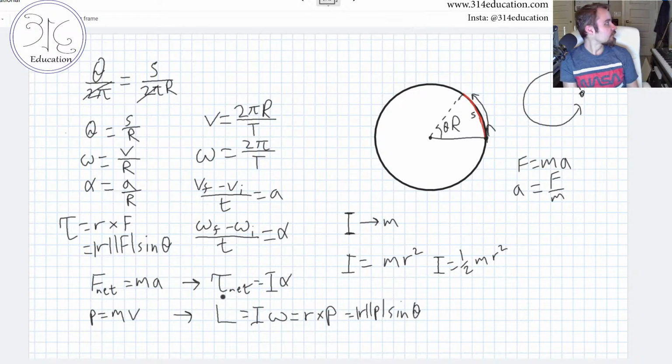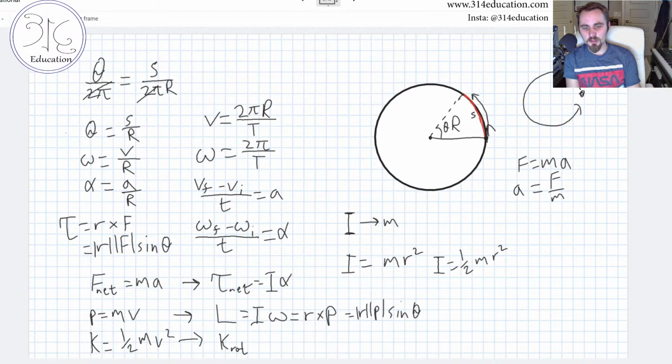And then for our last piece, is this going to fit on the screen? I think we will. It's going to be our kinetic energy. Before, we saw kinetic energy was equal to 1/2 mv squared. If we directly translate that point for point, our rotational kinetic energy is equal to 1/2, instead of m we'll use I, and instead of v we'll use omega, so 1/2 I omega squared is our rotational kinetic energy.